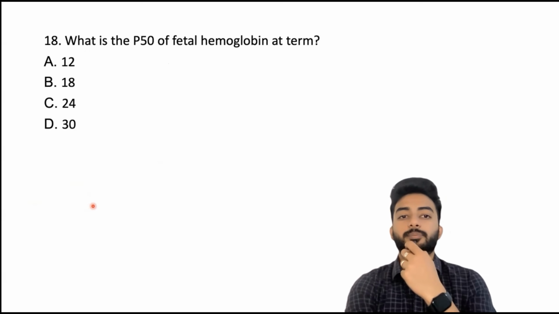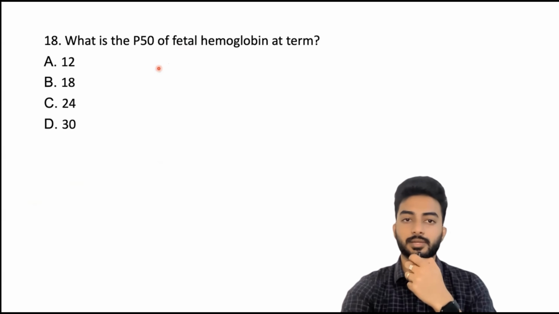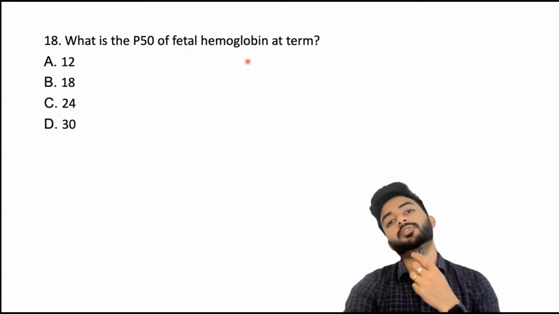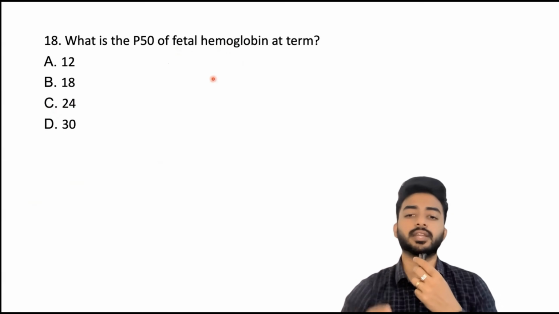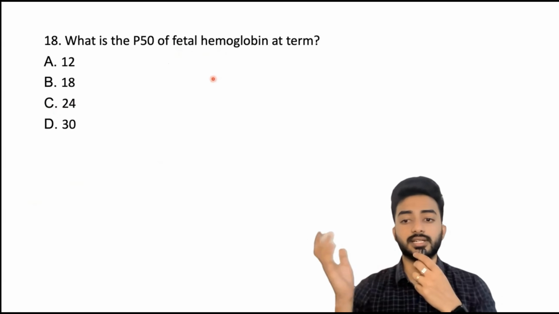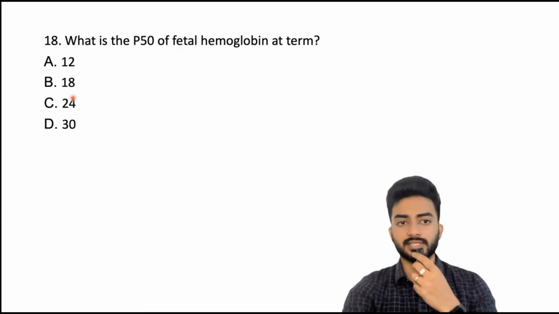18th question. What is the P50 of fetal hemoglobin at term? So it is not adult hemoglobin. If it had been adult hemoglobin, that is 26, C would have been the answer. They are asking about fetal hemoglobin. As you all know, fetal hemoglobin doesn't contain alpha and beta. It contains alpha and gamma globin chains. So the P50 reduces to 18.